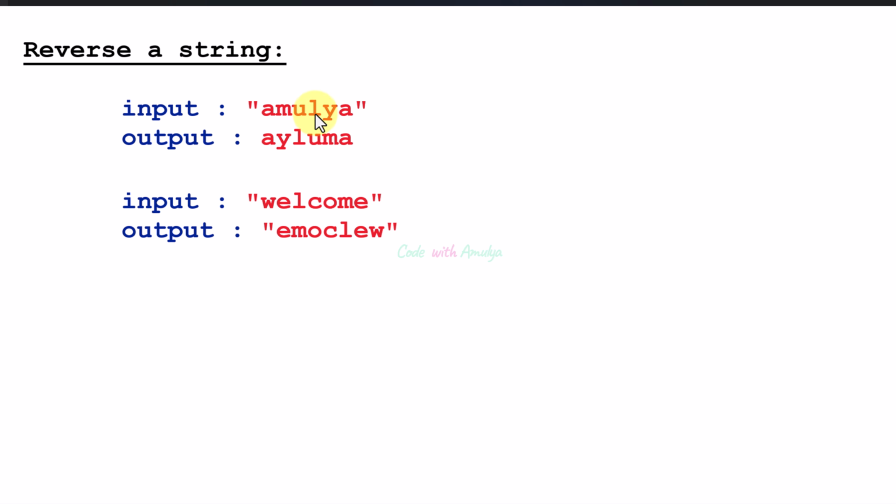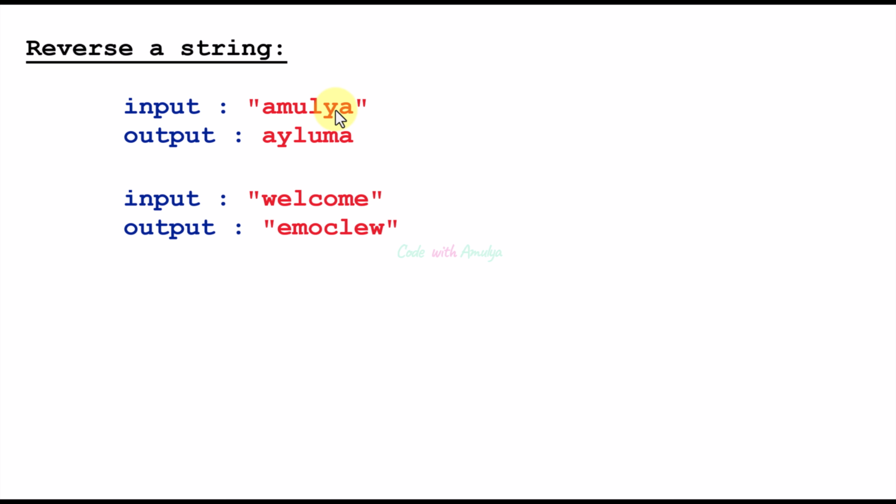When this is our input string, in the reverse string, the first character present in the input string will be present at the last index. The character in the second index will be present at the second last, like this. Here we can see Amulya is my input. In the output, I want to reverse that string. Here we can see another example, welcome, and here we want to reverse the characters E first, M, O, C, L, E, W. Welcome in the reverse order.